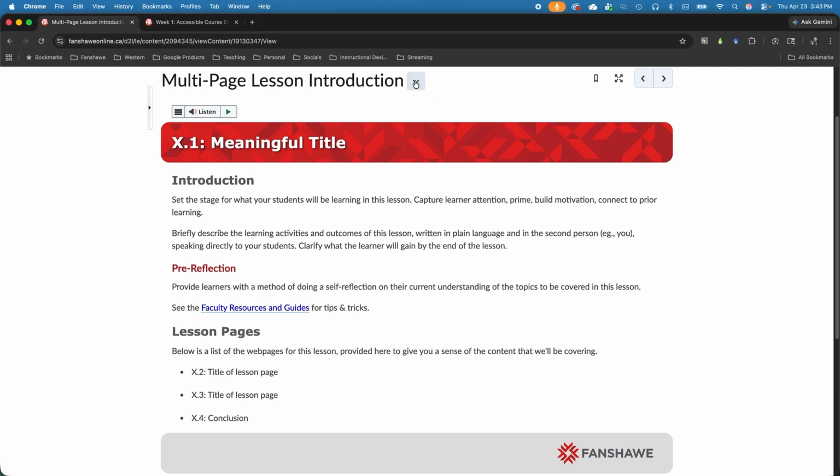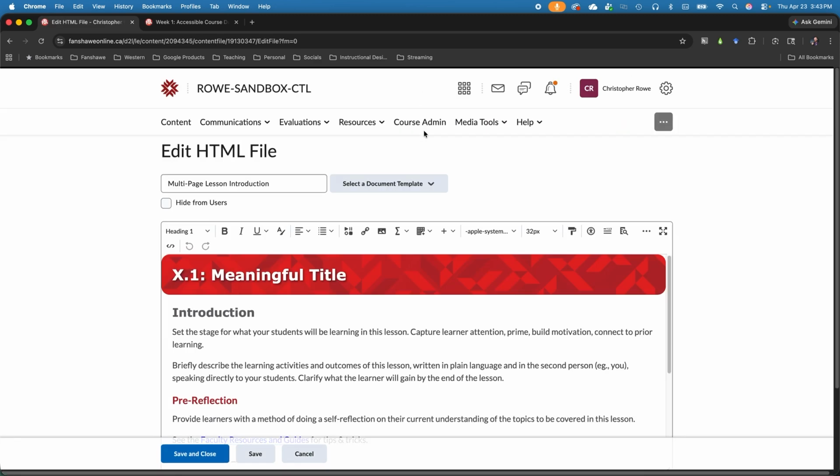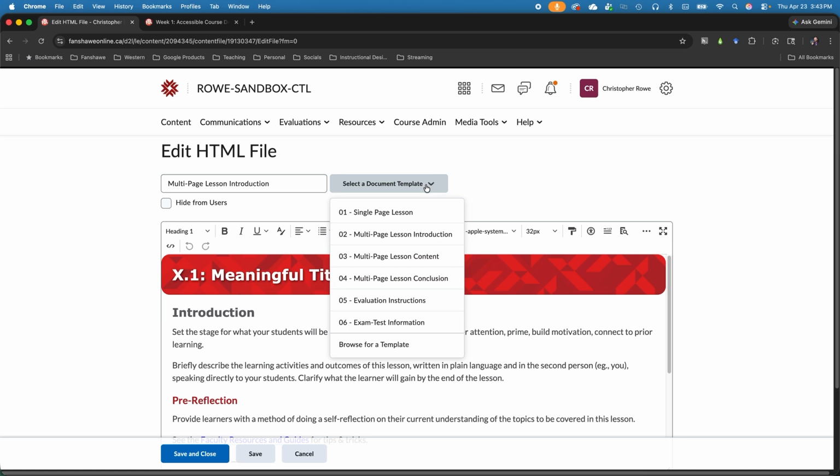With that in mind, the structure of a multi-page lesson consists of an introduction page, one or more content pages, followed by a page dedicated to the lesson conclusion. Let's start by looking at the introduction page.